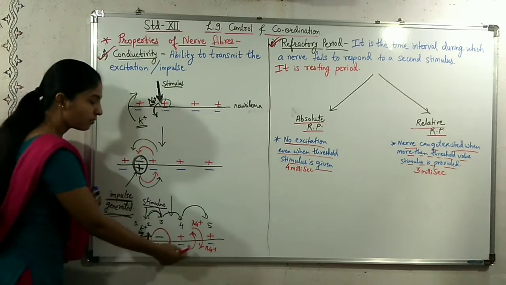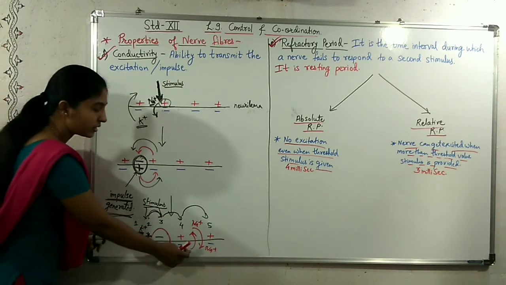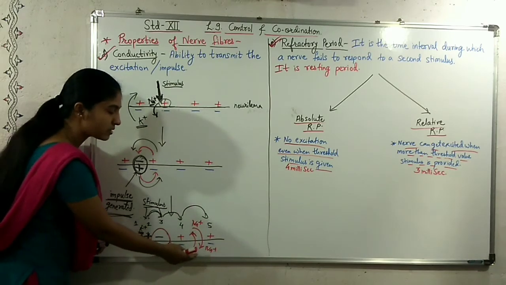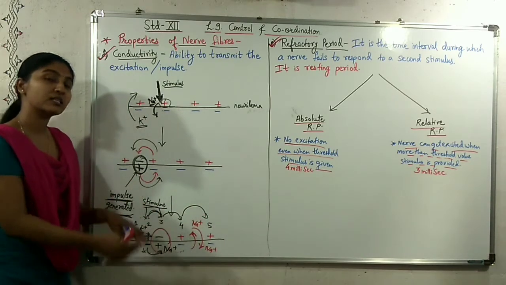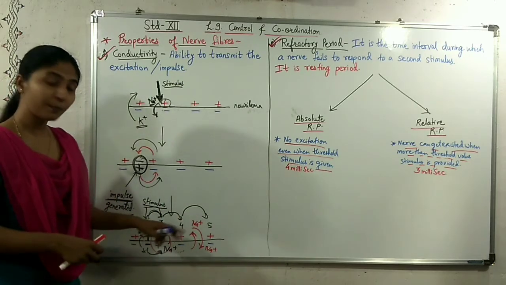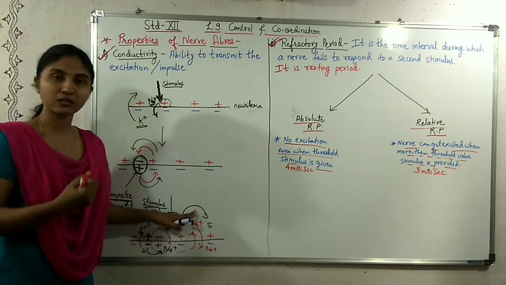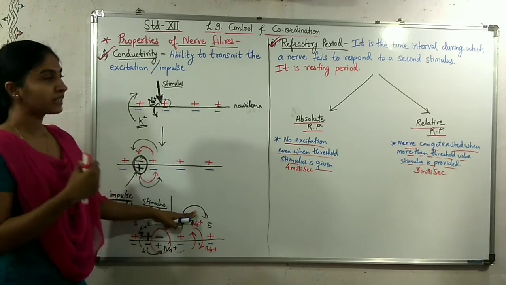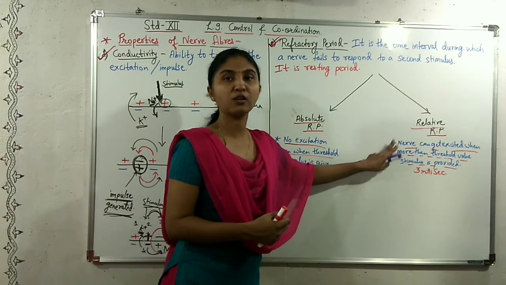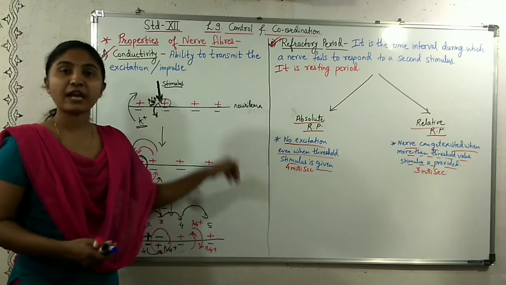These sodium ions, when they enter the inner side after the impulse is generated, what happens after a few milliseconds? They start moving outside of the membrane due to the sodium and potassium pump. So when a few sodium ions are present outside the membrane of the nerve fiber, and a more than threshold value stimulus is provided, the nerve can get excited and the impulse can be generated. So this is the refractory period.